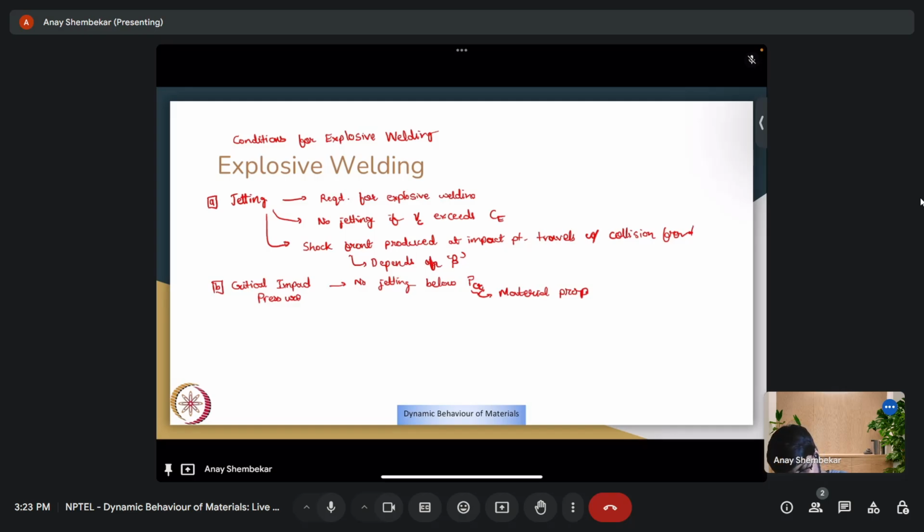Third is maximum impact velocity. So the flyer plate kinetic energy, so it is the flyer plate kinetic energy which converts to heat upon impact. As a result, some melting occurs.